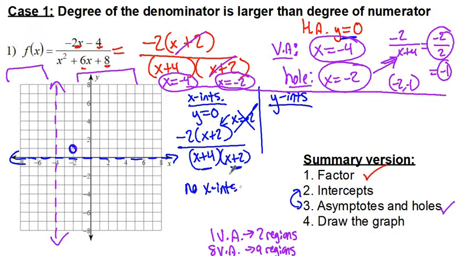It's never going to touch the x-axis because at -2, which is the only thing that makes y equal to 0, at -2 we don't have an intercept. We have a hole right there. Okay, the y-intercept occurs when x equals 0.